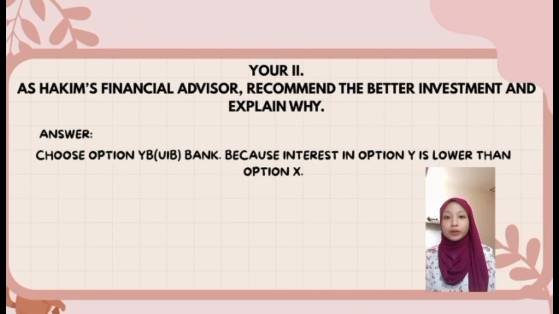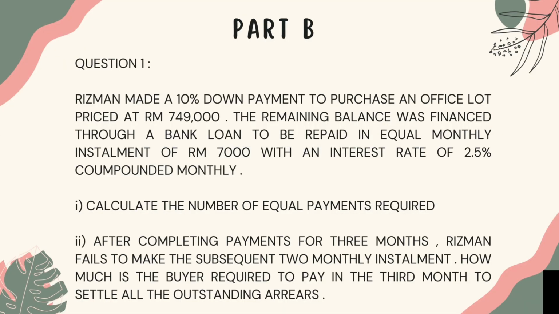Part 2. When comparing the interest earned, option X 8,637 ringgit and 47 cents, option Y 8,837 ringgit and 63 cents. Option Y provides a higher interest, making it a better investment for Hakim. Therefore, I recommend Hakim to choose option Y, Unity Islamic Bank, because it gives a higher return over the same period. Part B, question 1.